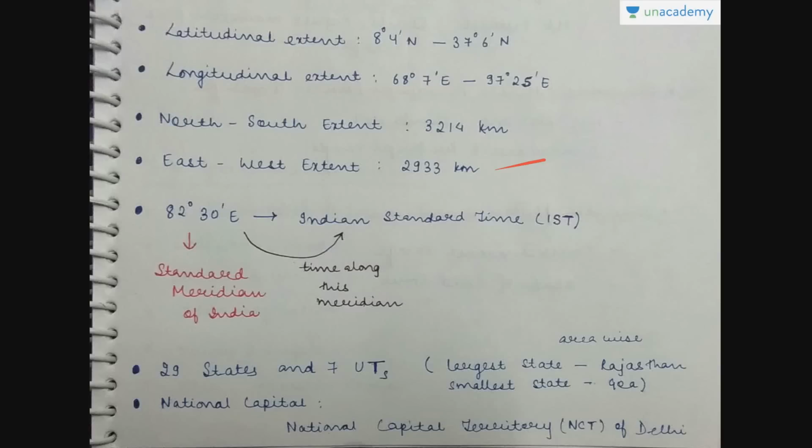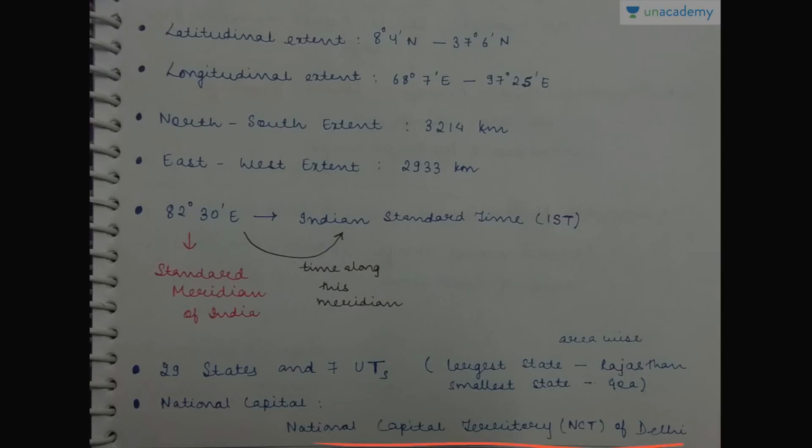For India, we have already done that 82 degrees 30 minutes east is the Indian Standard Time, which is along the standard meridian of India. Along this meridian, the time is Indian Standard Time. Now, we have 29 states and 7 union territories. Area wise, the largest state is Rajasthan and the smallest is Goa, and our capital is the National Capital Territory of Delhi, NCT of Delhi.